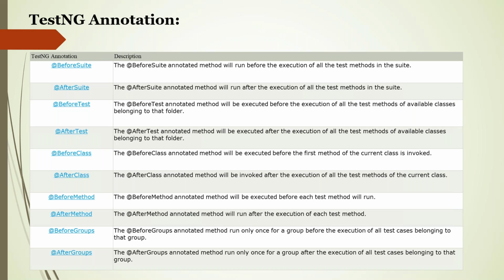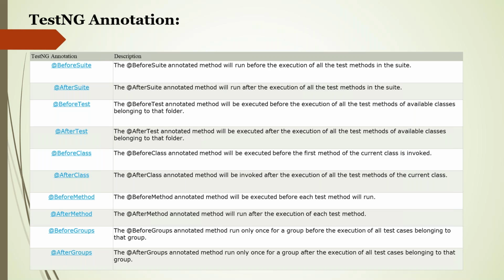And then we have before test. The before test annotated method will be executed before the execution of all the test methods of the available classes belonging to that folder. So the before test method will execute before all the test methods of the classes on which we are going to run this. Then after test will be executed after execution of all test methods of the available classes belonging to that folder. In that one folder we will have a lot of test cases, right? So in that we can give before test and after test.